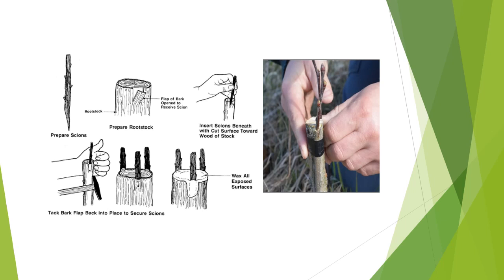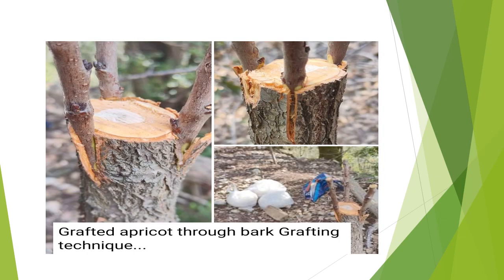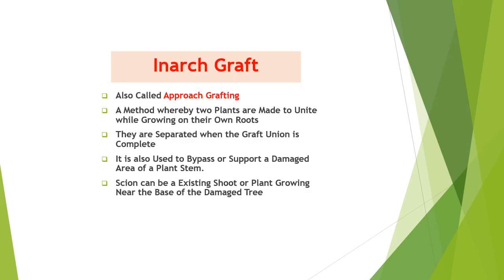You are using a graft into a bark. This is done here, a grafted apricot through bark grafting. See how it is being done here. You are inserting a scion of desirable trait into a rootstock, and then covering it with wax, and these three branches will become the new shoot system of the apricot.